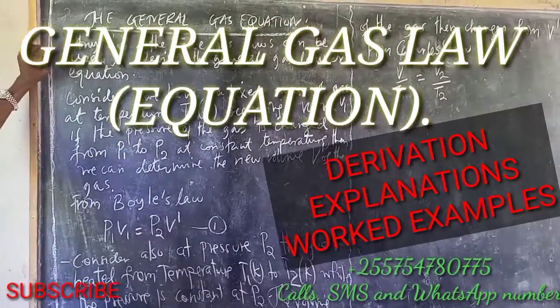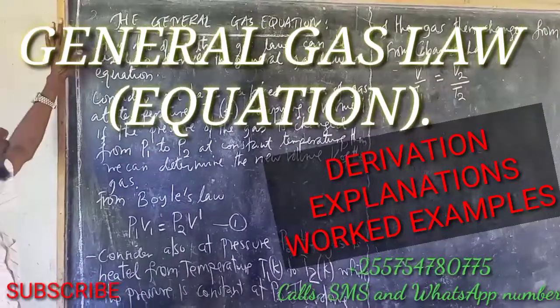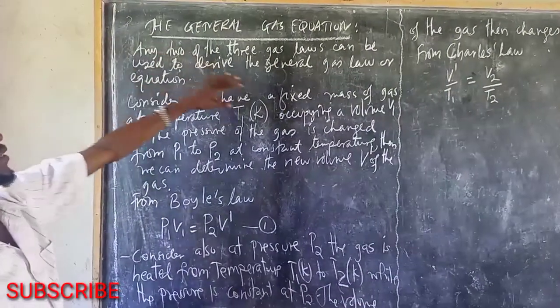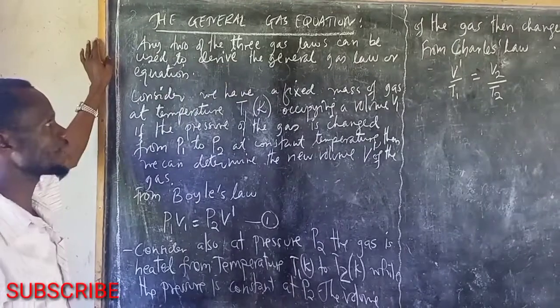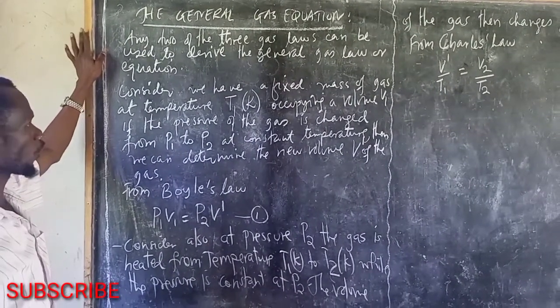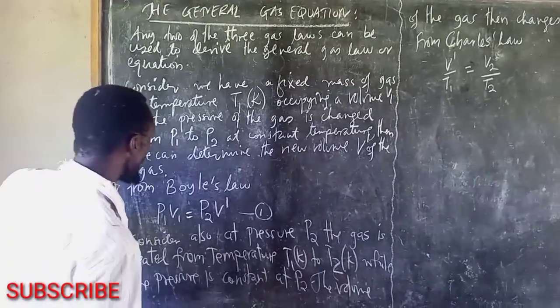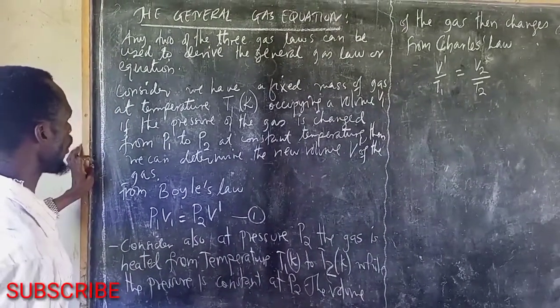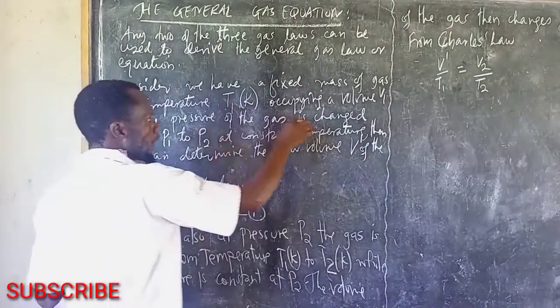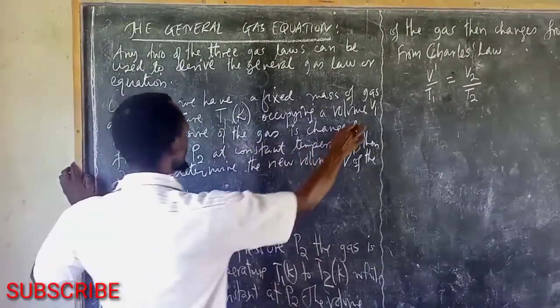It's called the general gas equation. The general gas equation can be derived; any two of the three gas laws can be used to derive it. Now consider we have a gas of a fixed mass at a temperature T1, occupying a volume that is V1.